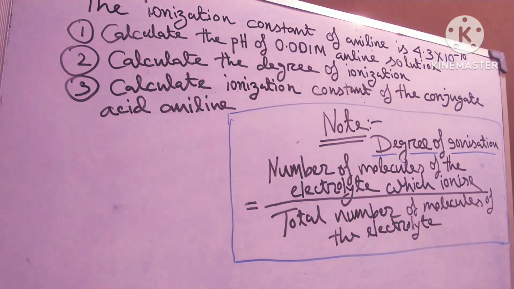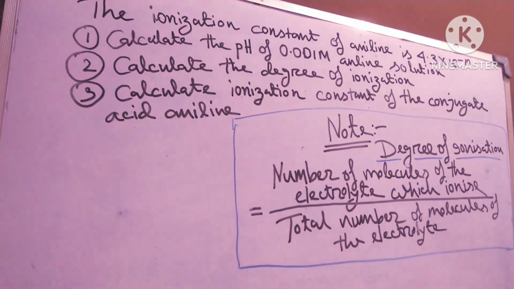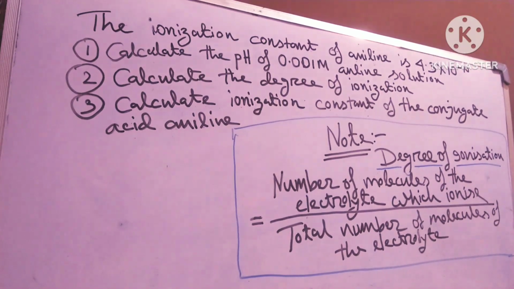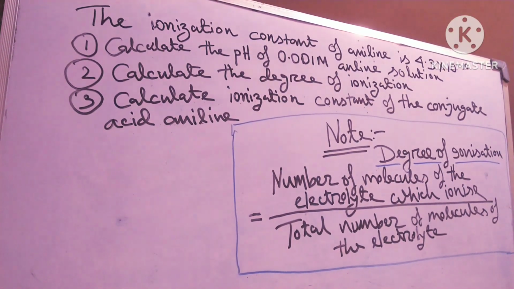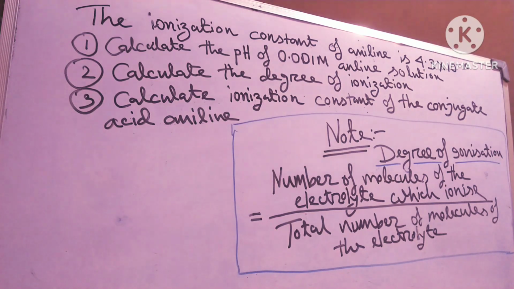The ionization constant of aniline is 4.3 into 10 to the power minus 10. Calculate the pH of 0.01 mole aniline solutions and calculate the degree of ionization. Calculate the ionization constant of the conjugate acid of aniline. So I have to solve three problems, friends.